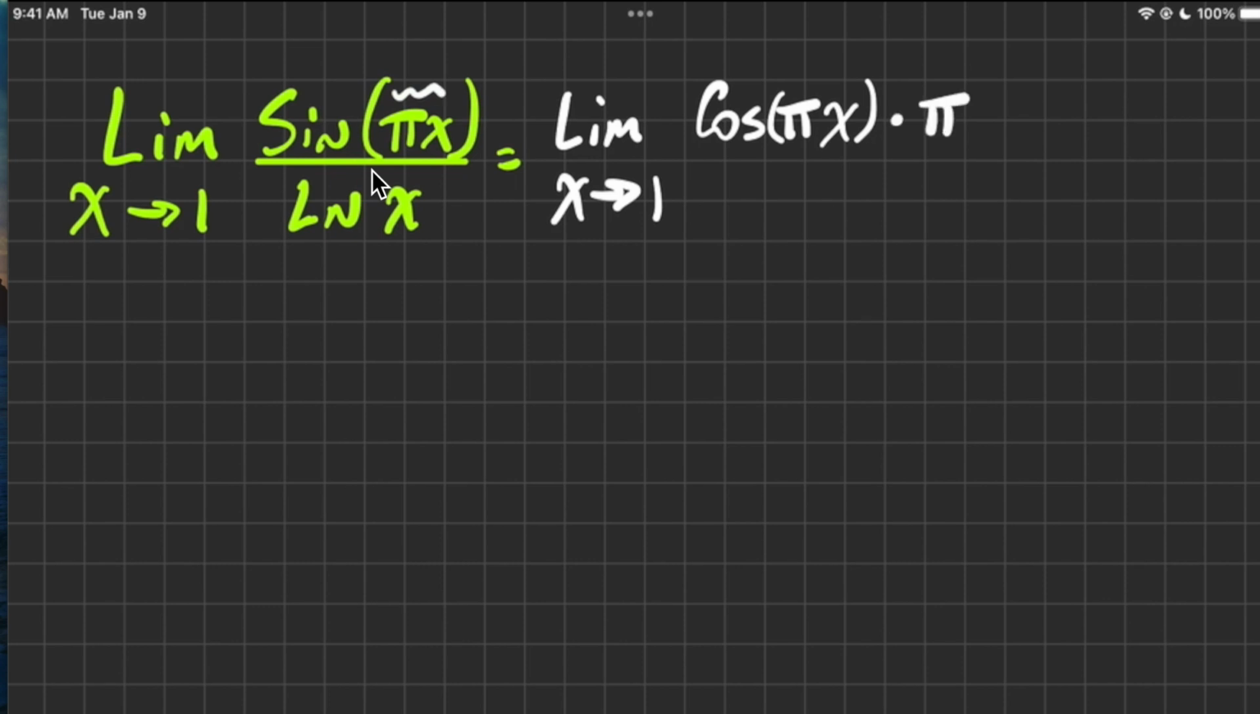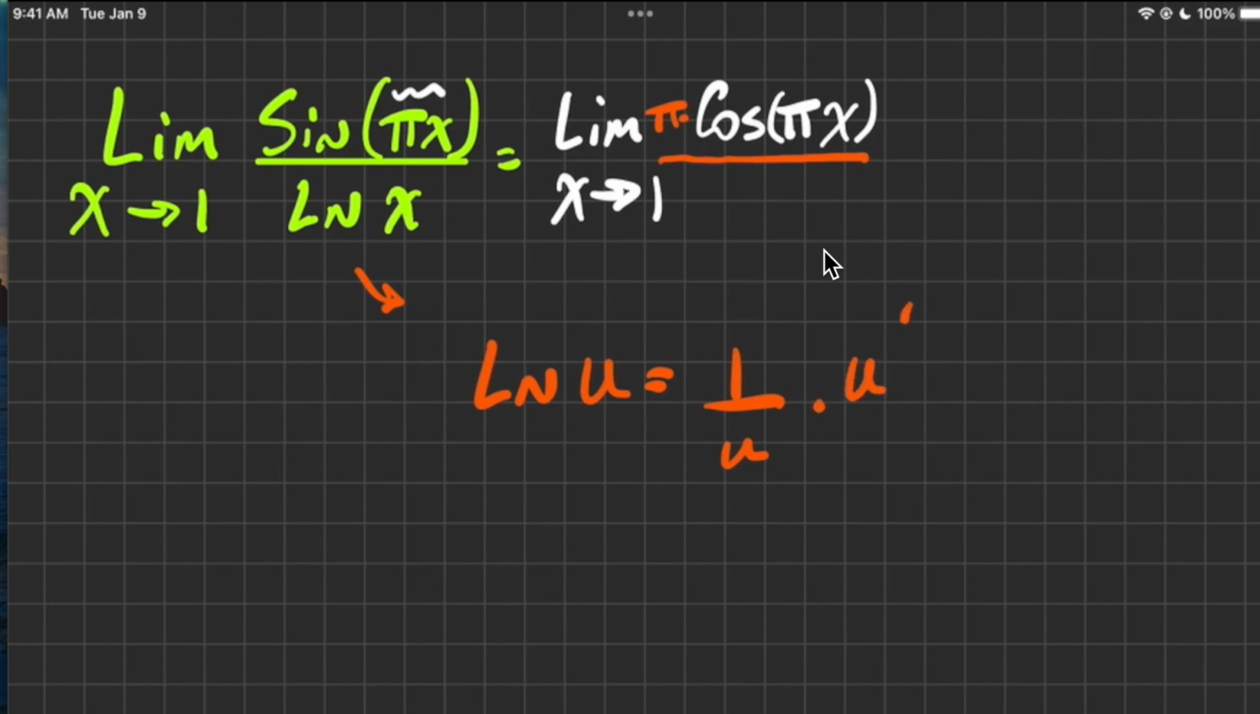And remember, you can't multiply the pi with what's inside the parentheses. So it might be more clear if you place the pi out front as a factor to cosine of pi x. Okay, in the denominator, we're going to get the ln of x. And recall the derivative of the natural log of u is going to be 1 over u times u prime times the natural log of the base of that log.